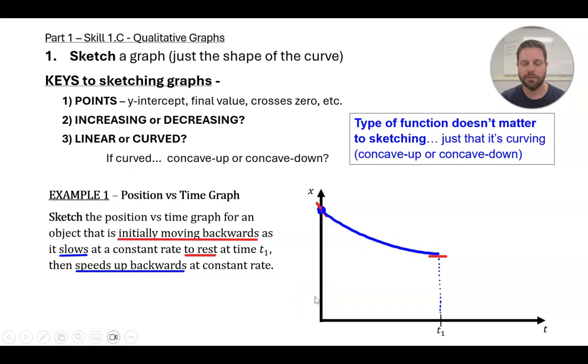And then from here, it's going to speed up backwards. And so that means it's going to get steeper with a more and more negative steepness. And so that's going to be a concave down parabola from there. In math, when we connect one function or one curve to another, we call that piecewise.